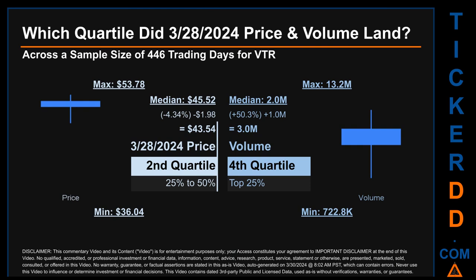The day's volume landed within the fourth quartile, marking it within the top 25% of all sampled daily volume, which saw a max daily volume of 13.2 million and a minimum of 722.8 thousand. Quartiles tell us about the spread of a data set by breaking that data set into quarters, just like how the median breaks the set into half.